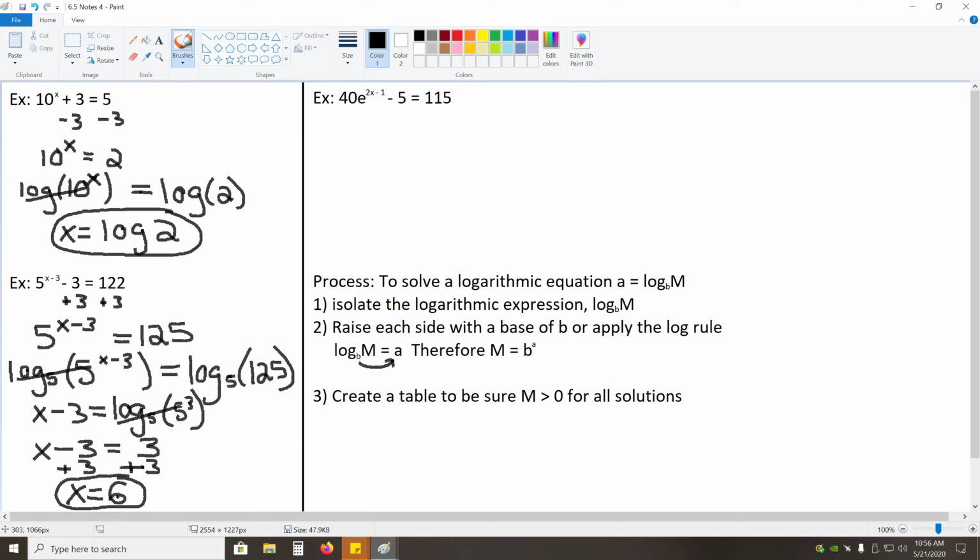And we could do a quick check on that. If we plug 6 in for x, 6 minus 3 is 3. 5 to that third power is 125. Minus 3 gives us 122.